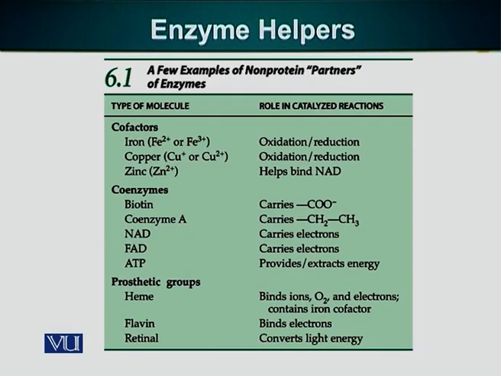Prosthetic groups. An example of a prosthetic group is heme. It binds iron and oxygen, for example, which we have in our red blood cells, and it can also carry electrons. Flavin and retinal are also examples of prosthetic groups. Retinal, I would like to mention, can convert light energy. This is a type of prosthetic group that allows us to see.